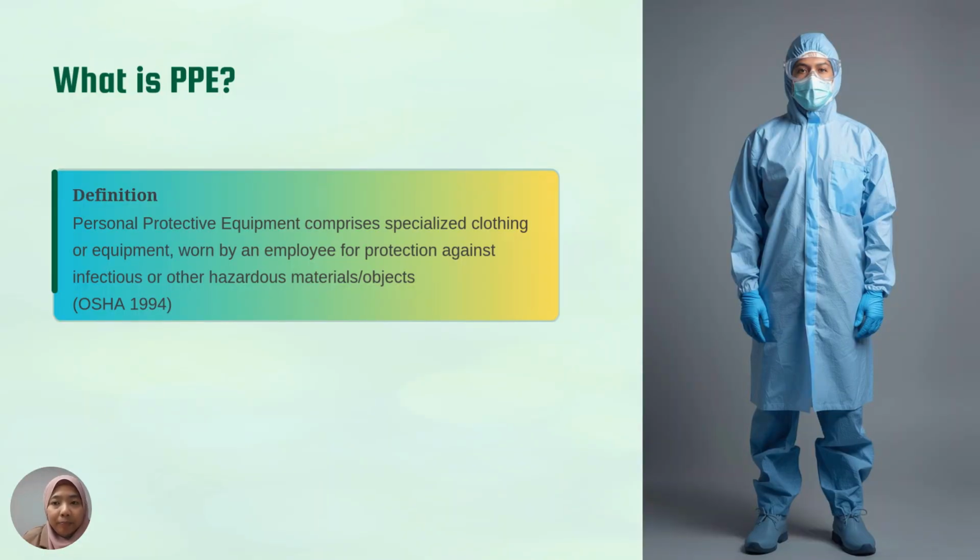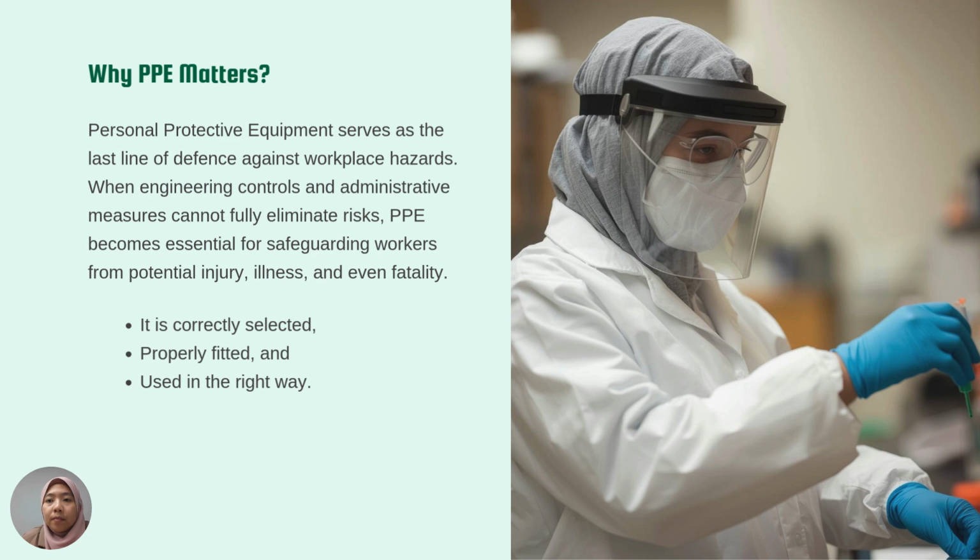What is PPE? PPE stands for Personal Protective Equipment and refers to specialized clothing or equipment worn to protect workers from infectious agents, chemicals, physical hazards, and other workplace risks. It covers almost every part of the body: eyes, ears, head, hands, feet, respiratory system, and the whole body. Each item creates a barrier between you and potential danger.